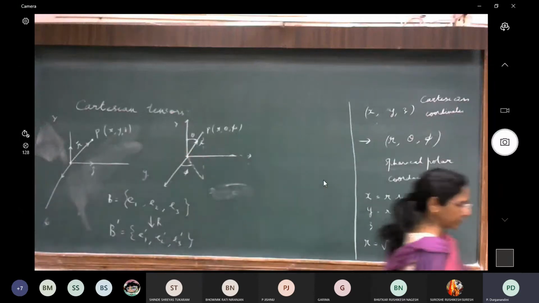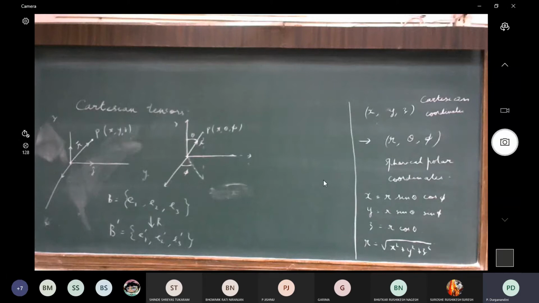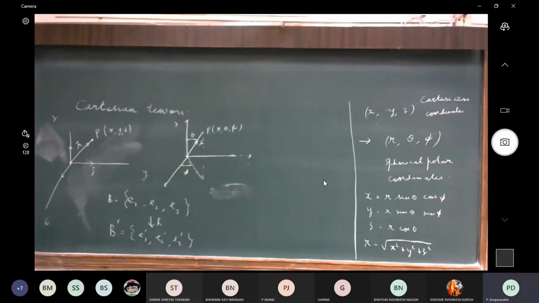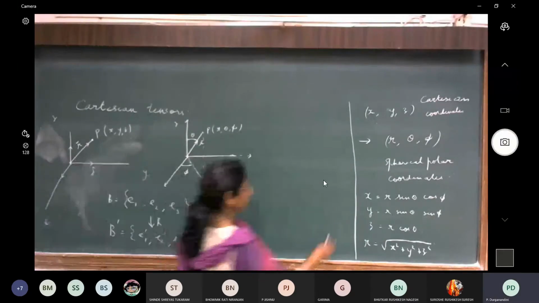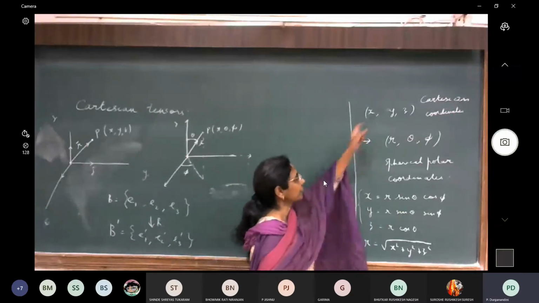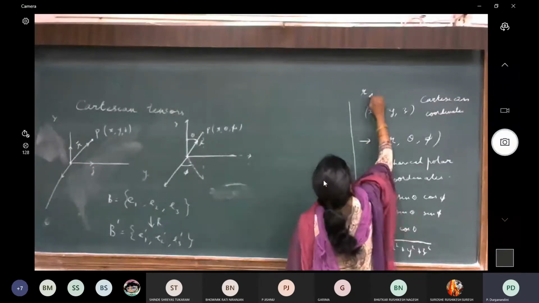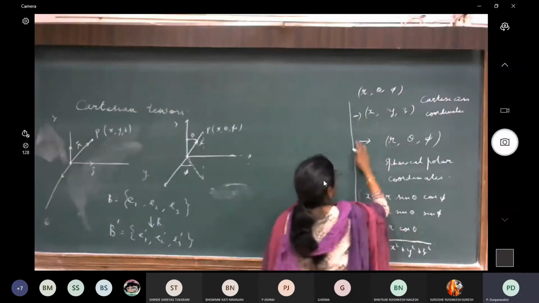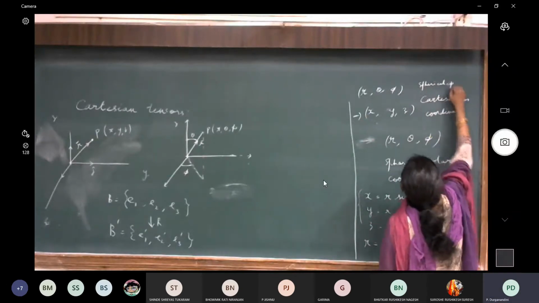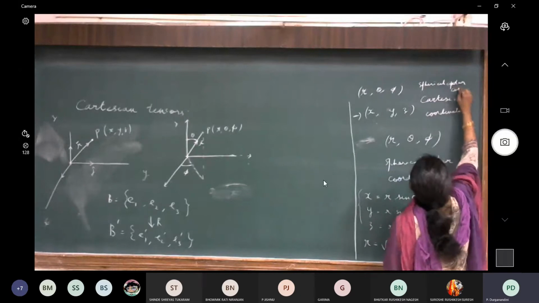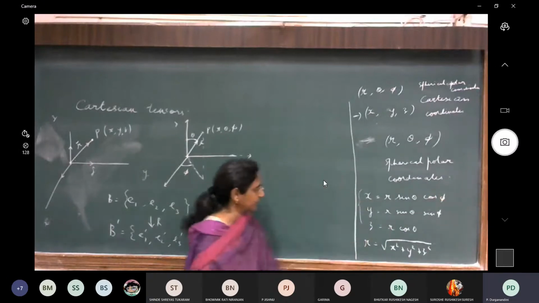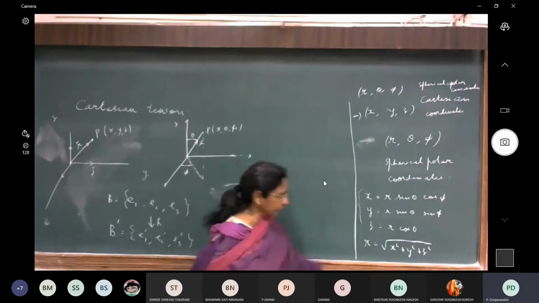Now, is this transformation from the Cartesian coordinate system to a spherical polar coordinate system a linear transformation? You have explicitly the transformation here. You can think of this as going from spherical polar coordinates R, theta, phi to Cartesian coordinates. Is this a linear transformation? If you look at this set of transformation laws, are these linear?